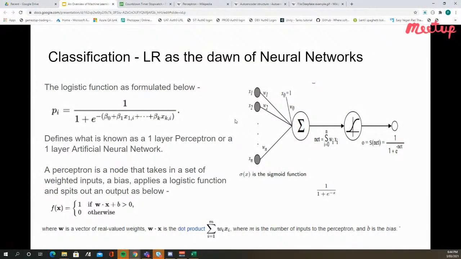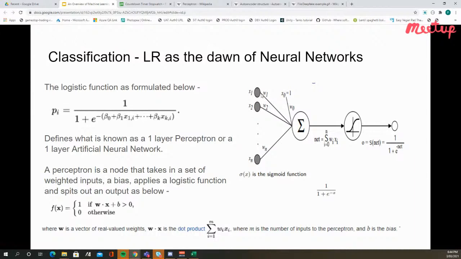Now, the logistic function can be formulated as this, where this is a sigmoid function, and this is a linear set of parameters and weights. This is equivalent to what's called a one-layer perceptron, or a one-layer artificial neural network. In this case, the artificial neural network is so limited, it only has one node or one neuron in it. So this single perceptron can be described like this.